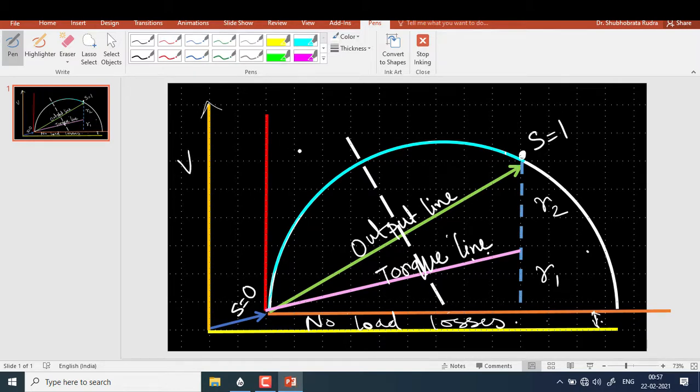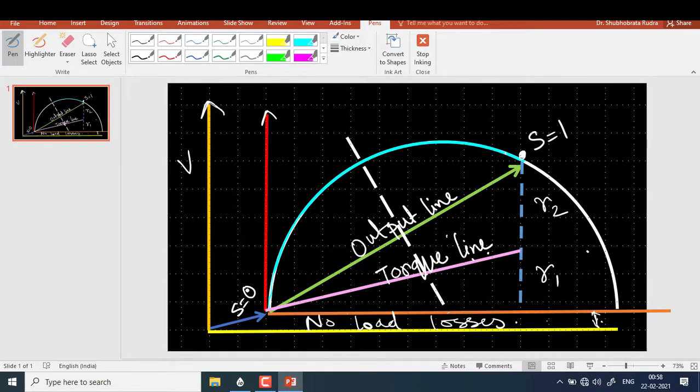So here we were discussing the circle diagram. Now it is clear that any component of current that is parallel to this V axis represents active power. So this vertical scale can be considered as a power scale also, because it represents a component of current that is proportional to the voltage.